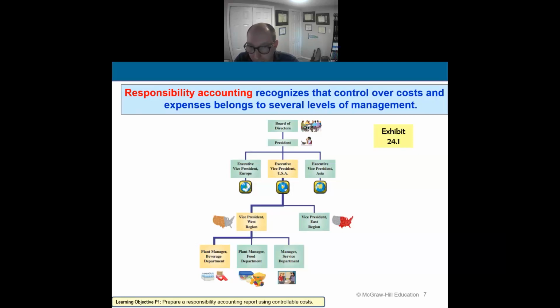Who's responsible to the board of directors? Well, the president is. Who's responsible to the president? The vice presidents are. Who's responsible to the vice presidents? The regional presidents. Who's responsible to them? The hotel managers. Who's responsible to the hotel managers? The department managers. Who's responsible to the department managers? The individual employees. So this is an example of a corporate structure that shows us the path of responsibility. Who's responsible for controlling costs? Ultimately, it starts with the departments and goes its way up.